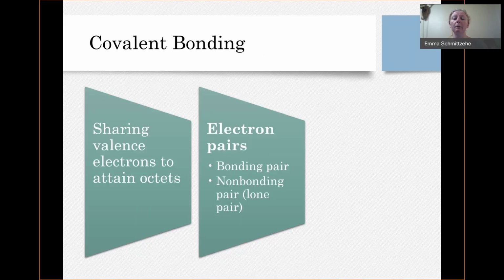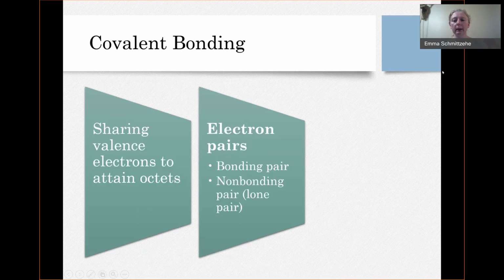Okay. And so when we represent these in a Lewis structure, the bonding pairs we represent as a line, and that line is between the two atoms that it's being shared, connecting those two atoms. And then the non-bonding pairs we write out as dots. Okay, so there would be two dots to represent a non-bonding pair or a lone pair.